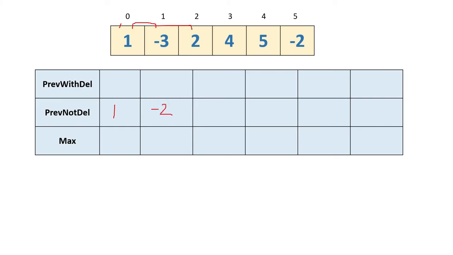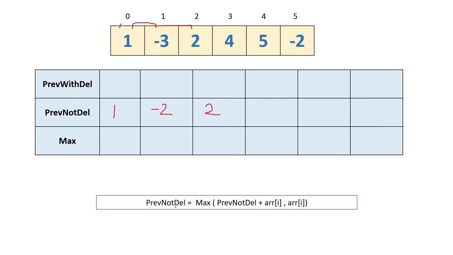Then if I go forward, this minus 2 I will add with this 2, then it will become 0. But this 2 itself is bigger than 0. Then I can do a fresh start from here. So it will become 2. So the formula is previous not deleted is actually the maximum of previous not deleted plus array of i, meaning the current value, or the array of i, the current value.